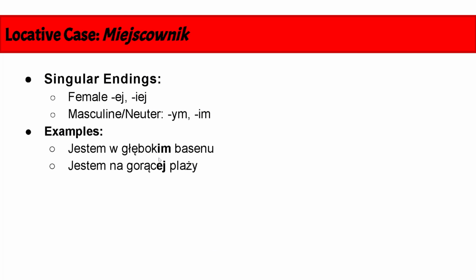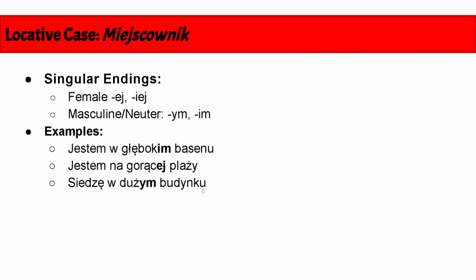So maybe you figured out why we added the e to gorącej. But let's read the full sentence. Jestem na gorącej plaży. I'm on a hot beach, basically. Relating to hot sand, but yeah, I'm on a hot beach. Plaża, feminine noun. In the miejscownik, it is plaży. Now we apply that same logic to the adjective, giving it the feminine ending in the miejscownik. So we have gorącej.